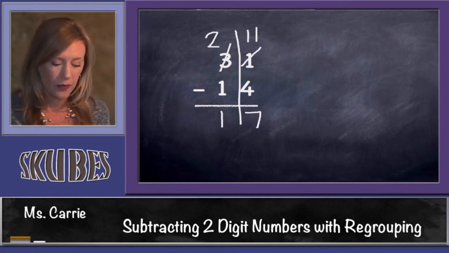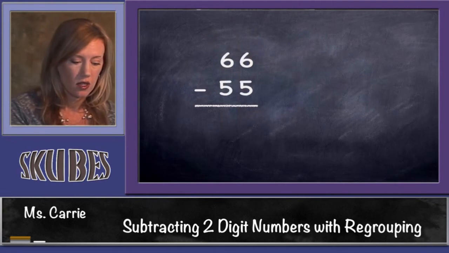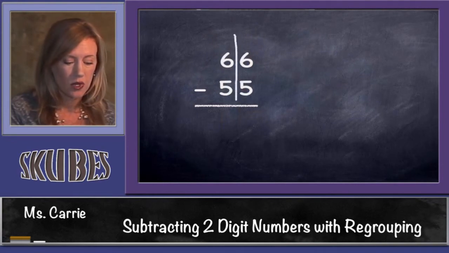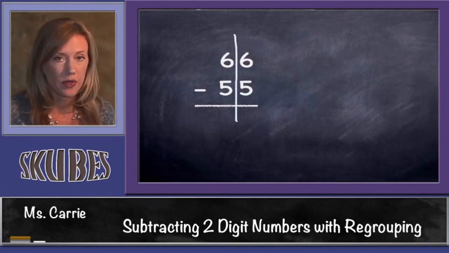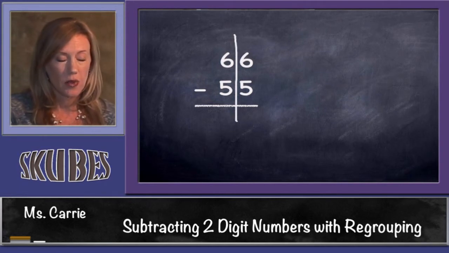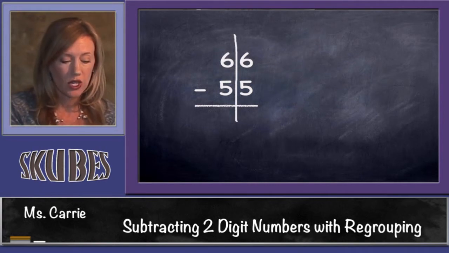Let's look at another one. This one, I'm going to draw the line down the middle again to remind us to look at that ones place first, is 66 minus 55. Well, we don't have to regroup here because 6 is bigger than 5, so we can just say 6 minus 5 is 1. 6 minus 5 is 1.